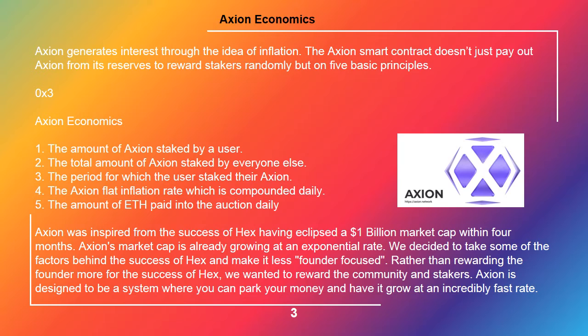The Axion smart contract doesn't just pay out Axion from its reserves to reward stakers randomly, but on 5 basic principles. Axion economics. 1. The amount of Axion staked by a user. 2. The total amount of Axion staked by everyone else. 3. The period for which the user staked their Axion. 4. The Axion flat inflation rate, which is compounded daily. 5. The amount of ETH paid into the auction daily.